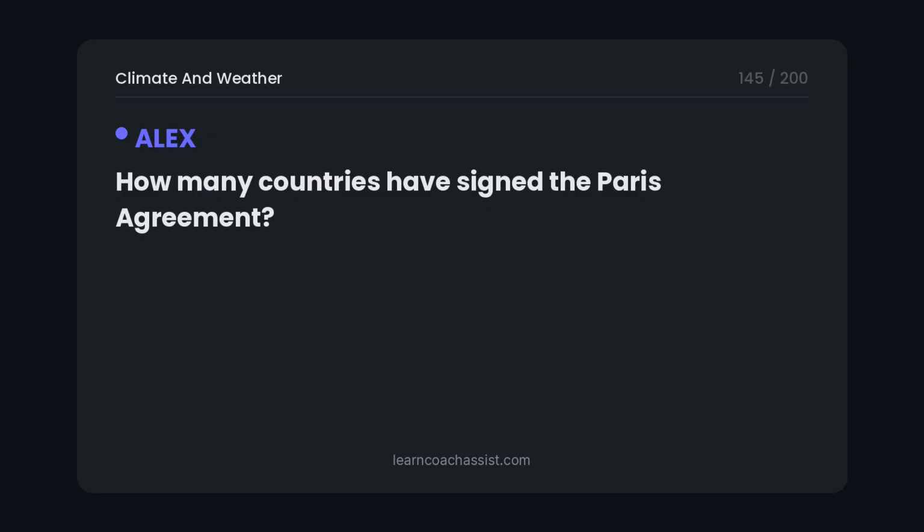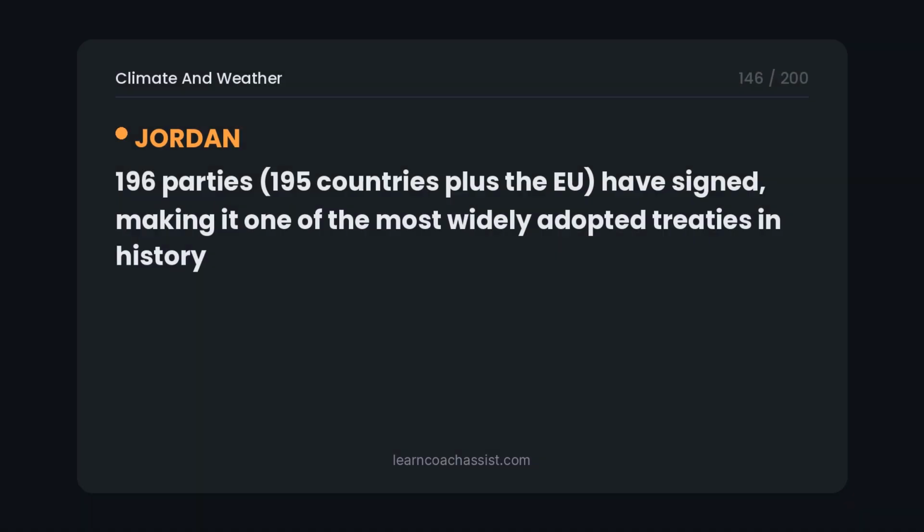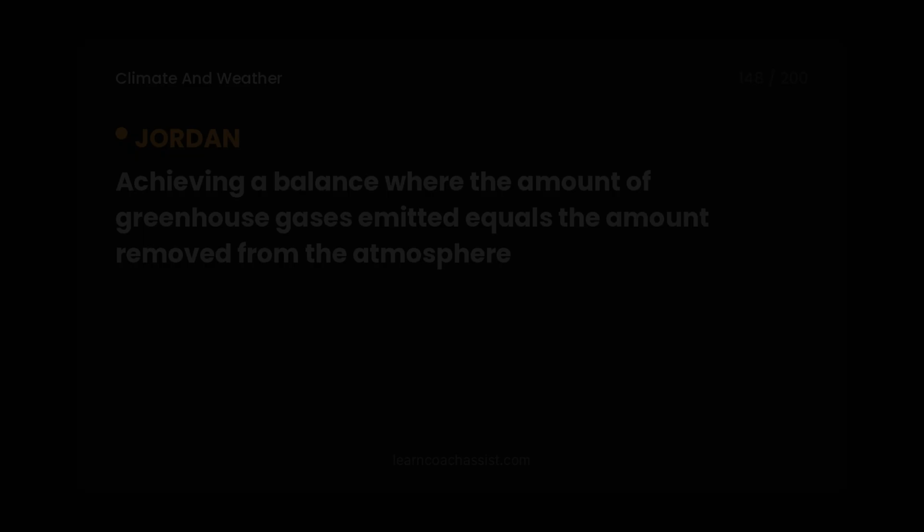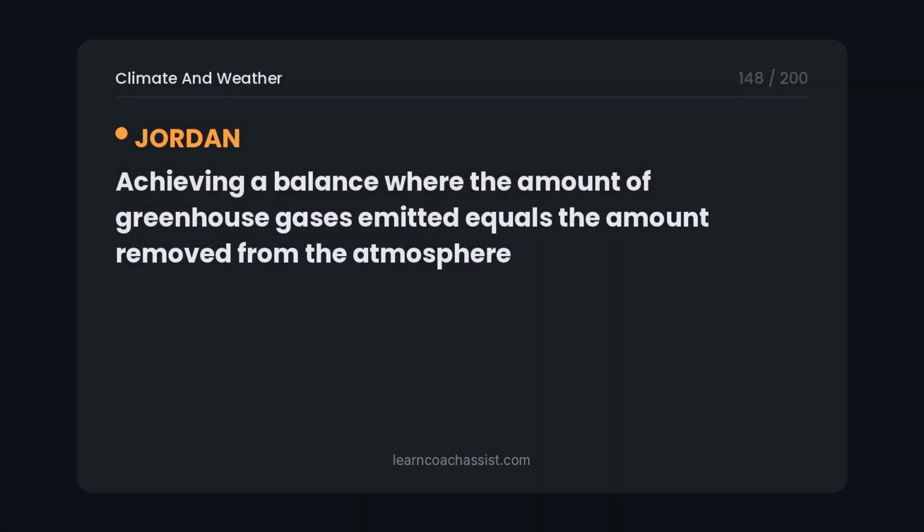How many countries have signed the Paris Agreement? 196 parties, 195 countries plus the EU, have signed, making it one of the most widely adopted treaties in history. What is the goal of net zero emissions? Achieving a balance where the amount of greenhouse gases emitted equals the amount removed from the atmosphere.